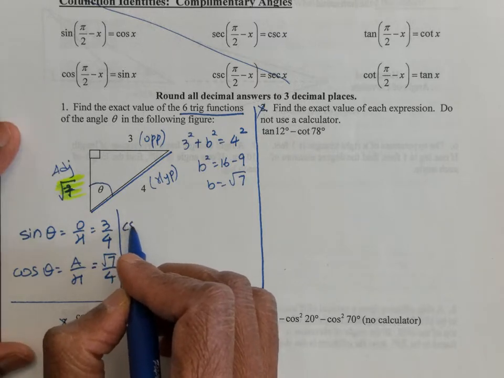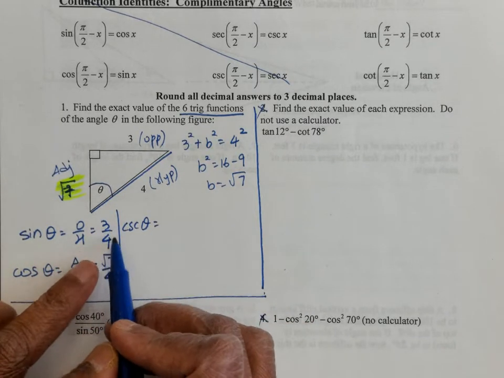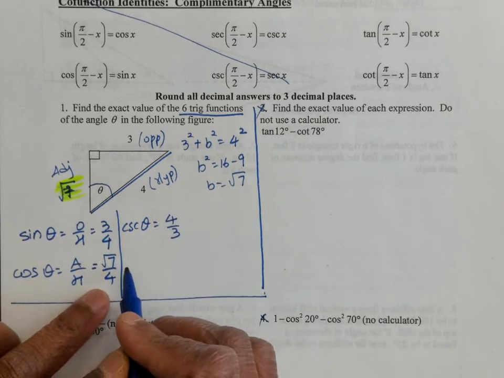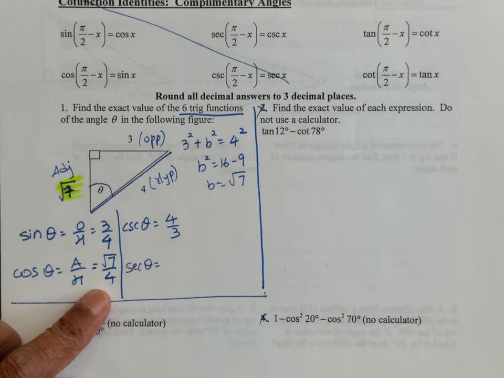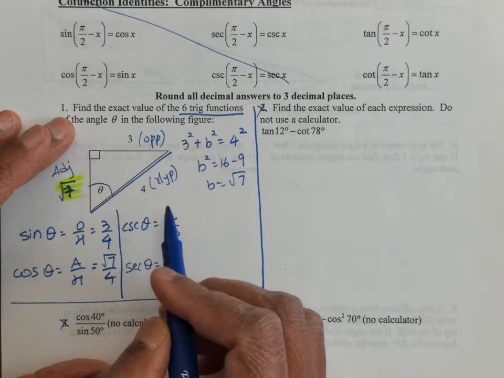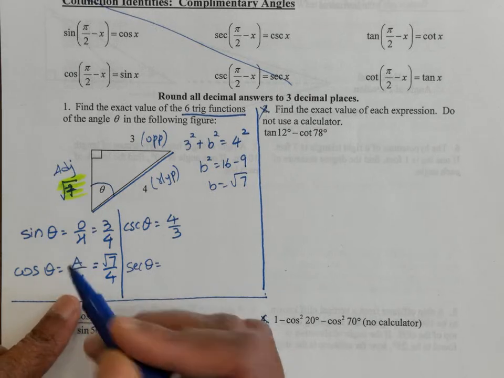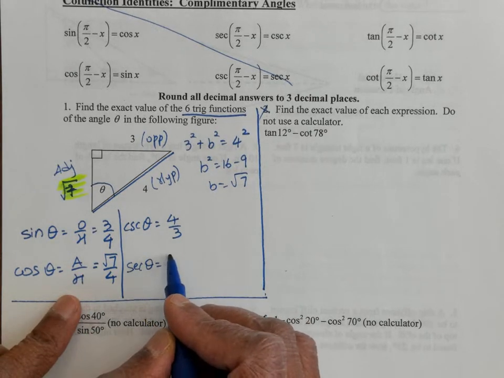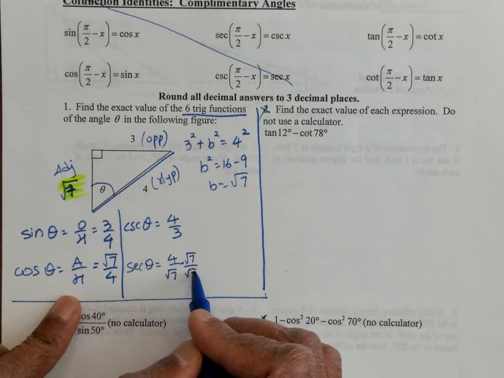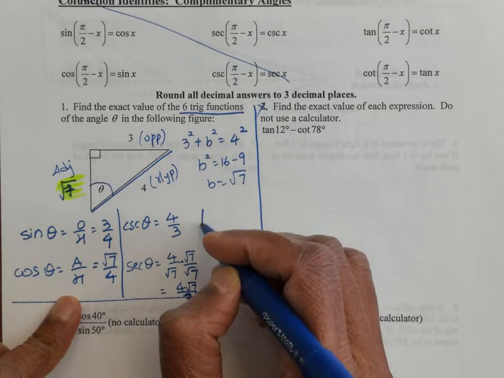Let's do cosecant theta. There are 2 ways to look at it. One is you can just take sine and flip it, which works fine. So I'll go ahead and do that: 4 over 3. But for secant theta, if I take cosine and flip it, okay, I can do that. Another way to look at it is to flip the ratio, hypotenuse over adjacent, but it's going to be the same thing. So it's 4 over square root of 7, but remember you need to rationalize the denominator, multiplying by square root of 7 over square root of 7, which gives me 4 square root of 7 over 7. That's my secant theta.